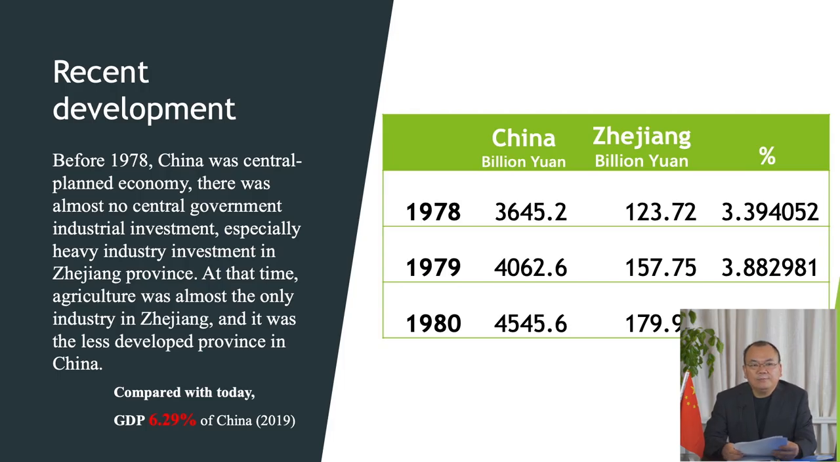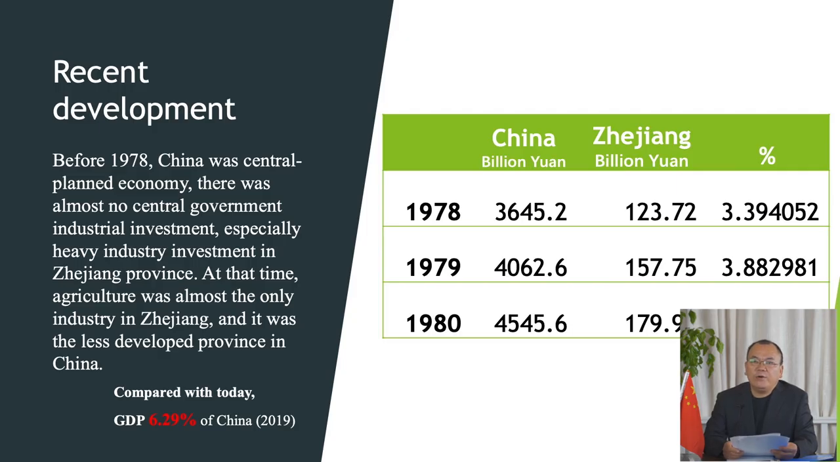So recently, before 1978, China was a centrally planned economy. For Zhejiang province, as I said just now, there was almost no central government industrial investment. No central government-owned companies, especially in heavy industry. At that time, agriculture was almost the only industry in Zhejiang. Therefore, it was a less developed province in China before 1978.